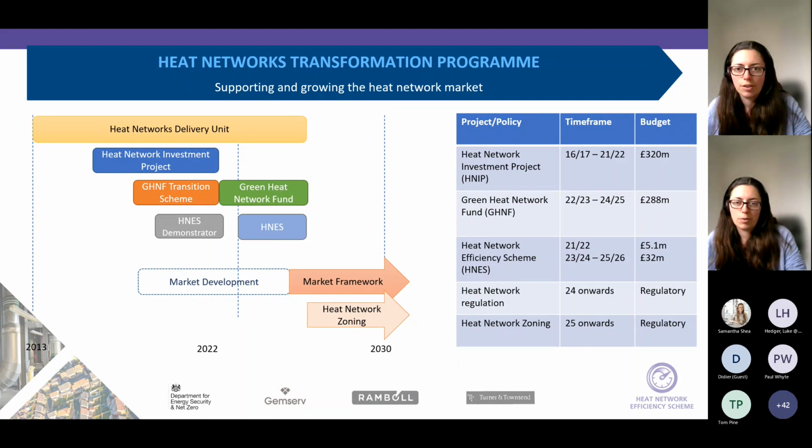We then had the HNES demonstrator, which ran from October 2021 to May 2022. That was really instrumental in shaping HNES as it is now. For those that were involved in the demonstrator, there will be a lot of similarities between the two schemes, but there are some changes from what we learnt by doing the demonstrator. And then at the bottom, we've got the regulatory side of things. We've got heat network regulation coming in 2024, and heat network zoning, which will be coming in from 2025 and is in development now.